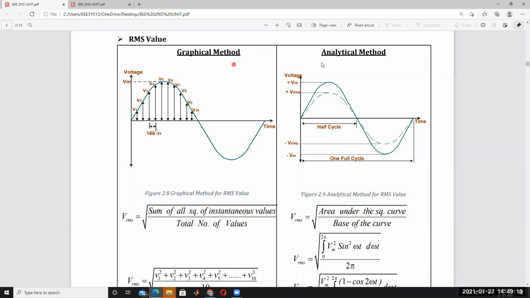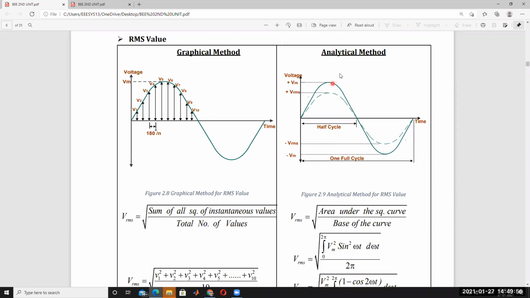RMS value, graphical method and analytical method, is the same way as the average value. Here also we calculate the RMS value using the graphical method and the analytical method. In the graphical method, the RMS value is the square root of the sum of all squared instantaneous values divided by the total number of values. Similarly, V1, V2, V3, V4, V5, we take 10 instantaneous values for 180 degrees.